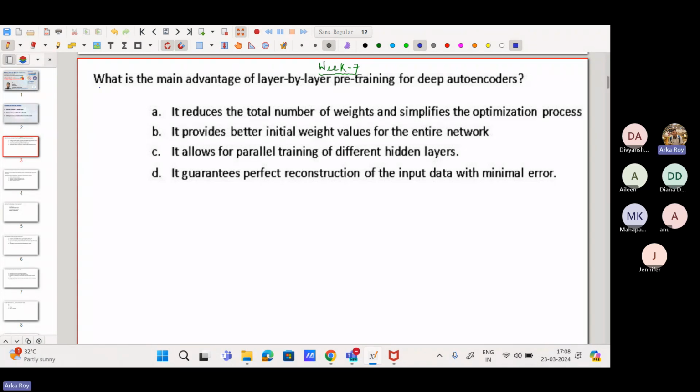Let us start solving the first question. The first question states: what is the main advantage of layer by layer pre-training of deep autoencoder? We have seen that there is a special class of autoencoder called a stacked autoencoder. Stacked autoencoder is basically a deep autoencoder.